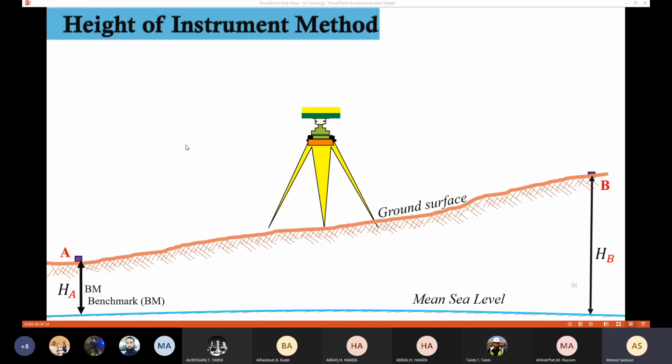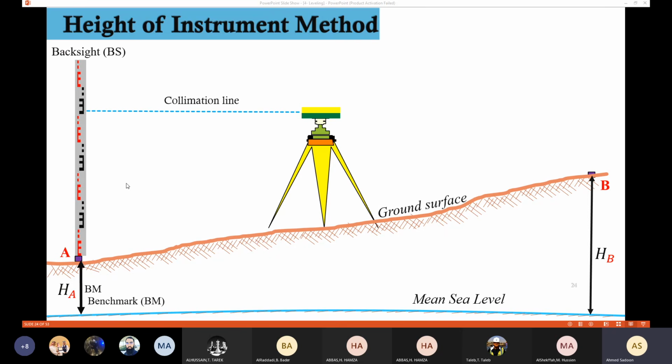So the first step, I'm going to place the staff on the point A, and I'm going to take the reading. This reading we are going to call backside, because we placed the staff on known elevation. So this one is going to be recorded as backside. And this line is the collimation line. Of course, when you install the instrument, you are going to make sure that the sight here is going to be perfectly horizontal. Then the reading here is going to be recorded as a backside.